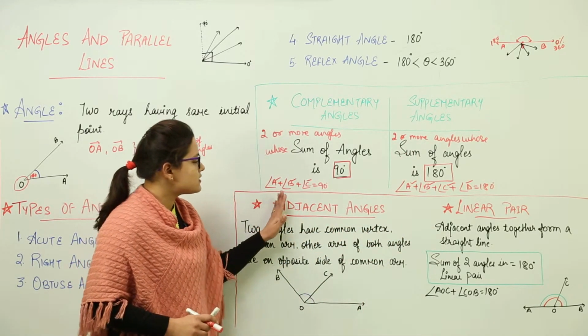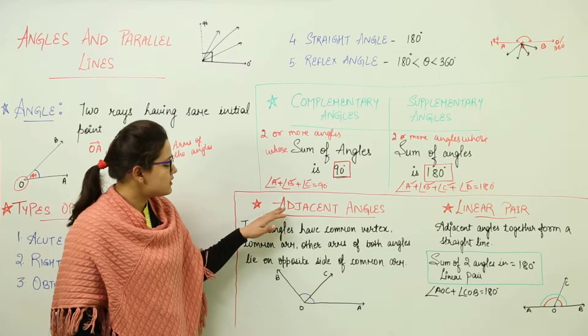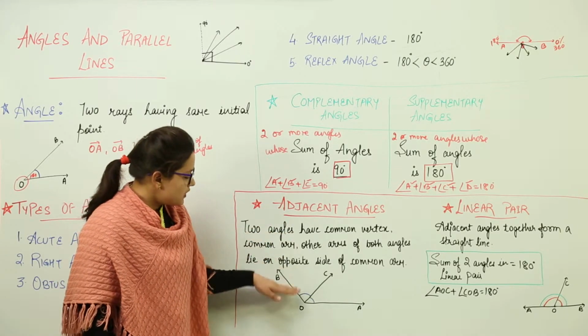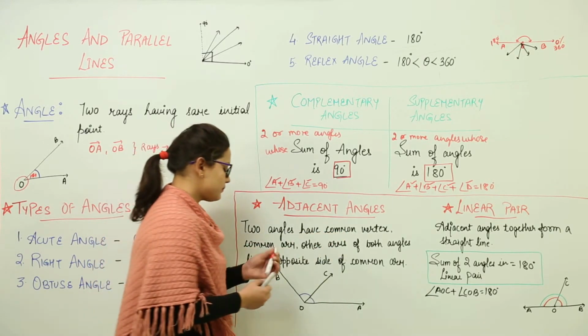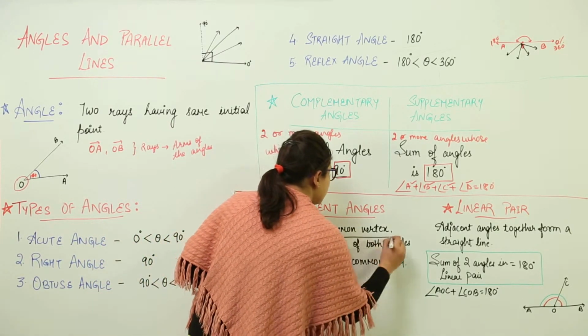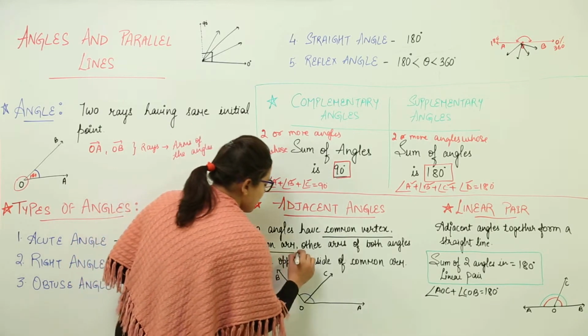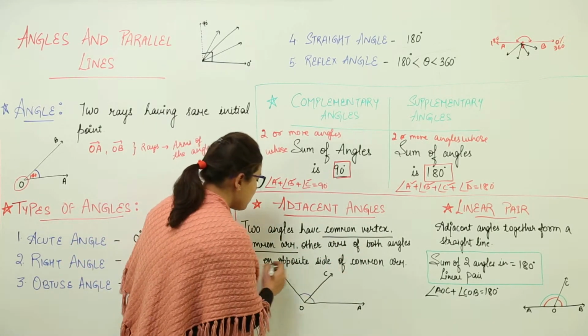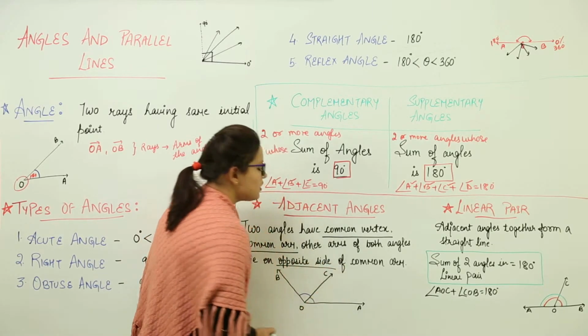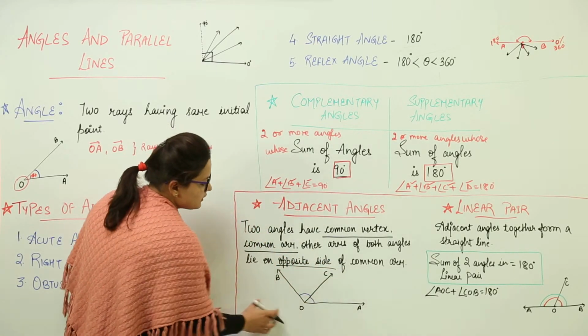Next we have the adjacent angles. In adjacent angles we have the definition as: the two angles are having a common vertex. Please pay attention here. Common vertex, common arm, and the other arms of both angles lie on opposite sides of the common arm. Please look at the figure.